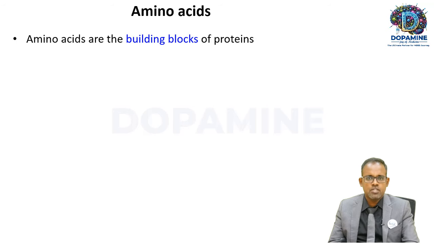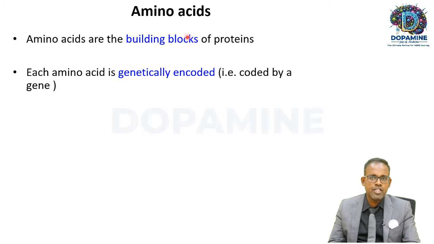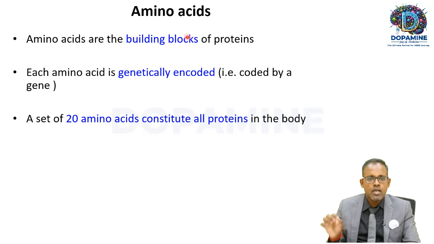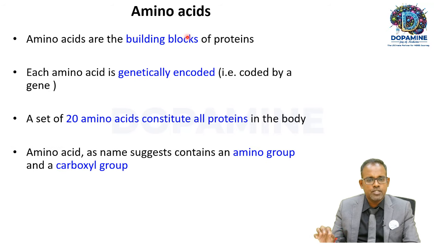So what are amino acids? Amino acids are building blocks of proteins, and each amino acid is genetically encoded. That is, coded by a gene. One codon will code for an amino acid. For example, AUG is a codon which codes for methionine. A set of 20 amino acids constitute almost all proteins in our body. An amino acid, as the name suggests, contains an amino group and a carboxyl group.